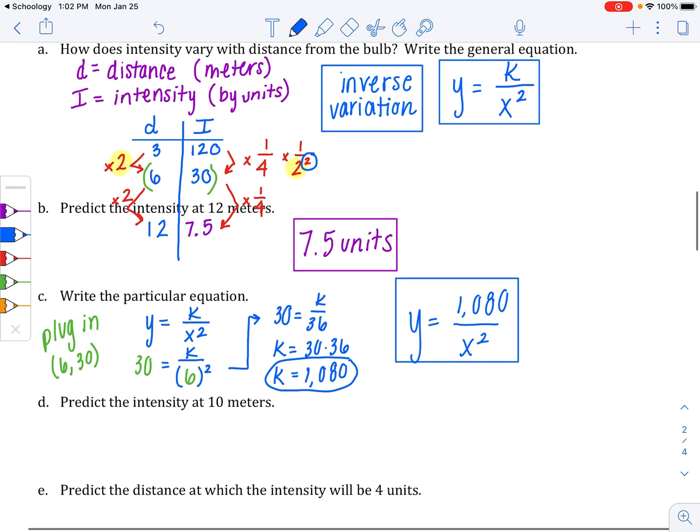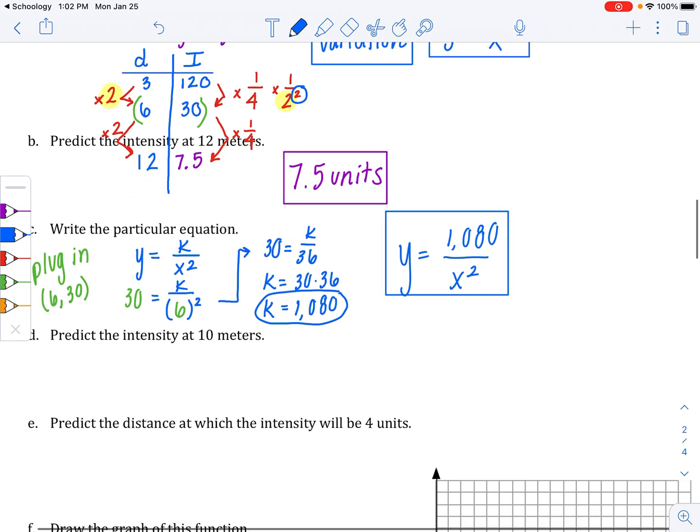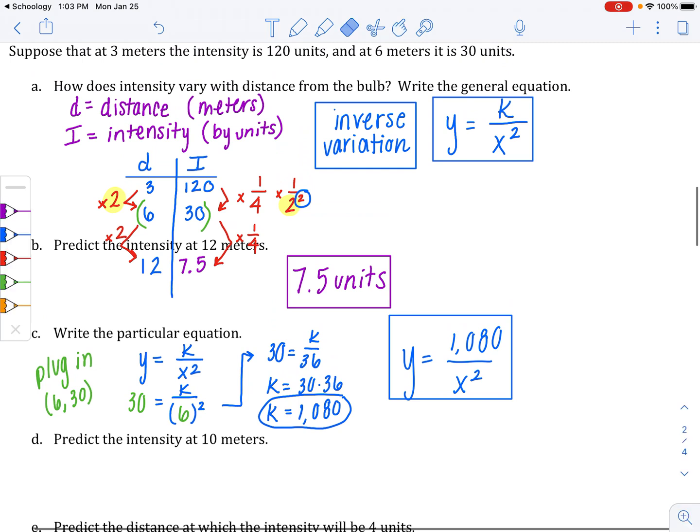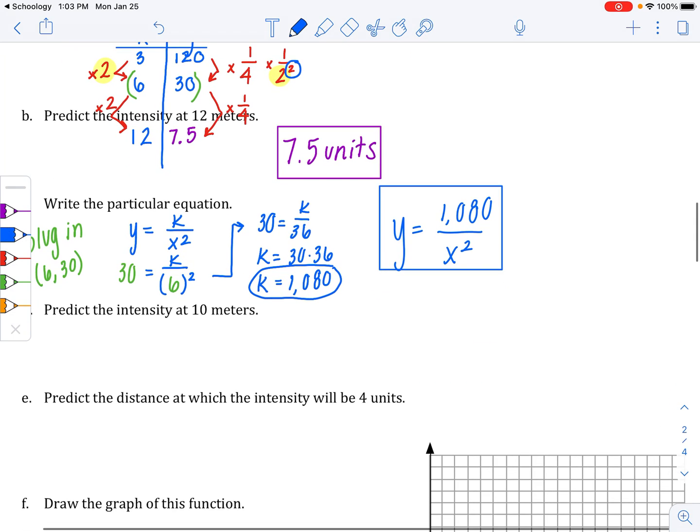Now, since you have that equation, the rest of the time we can just use that equation. Predict the intensity at 10 meters. So again, meters is my x variable. Yes, I did use d and I. So if you want to go back and call this x and y, we can. Sometimes at the beginning it's easier to look at it with actual letters, but it is your call throughout as long as you explain it to us.